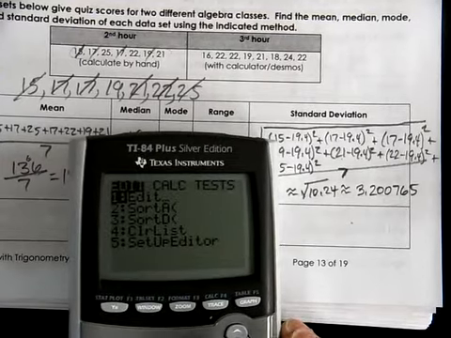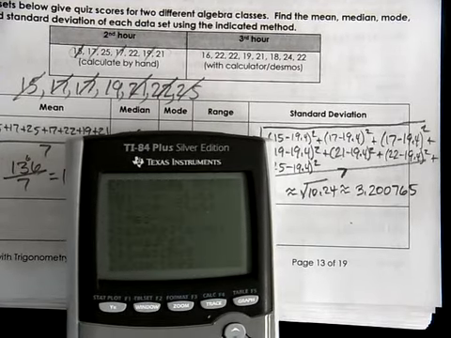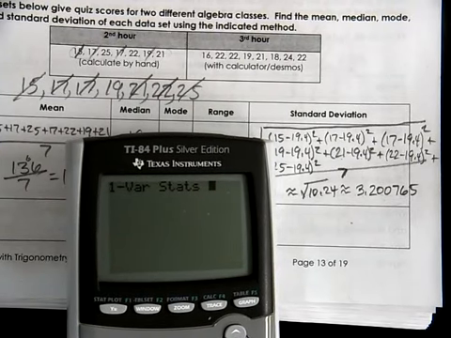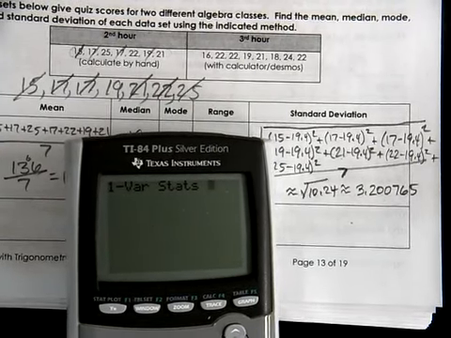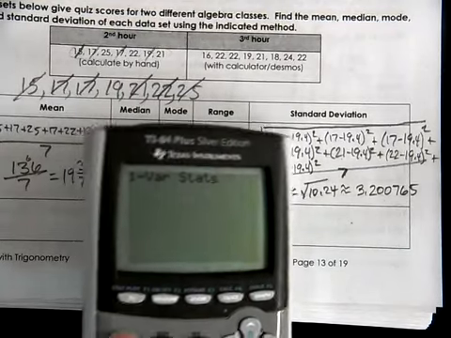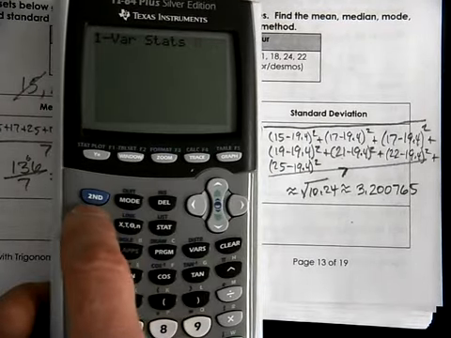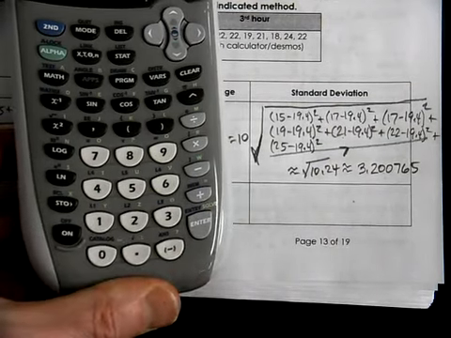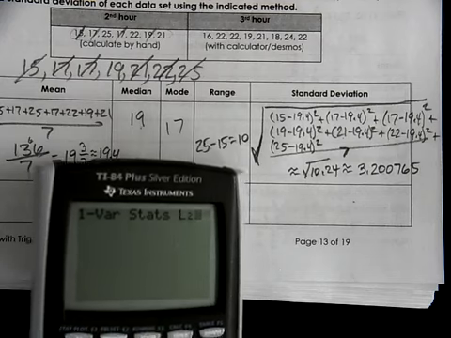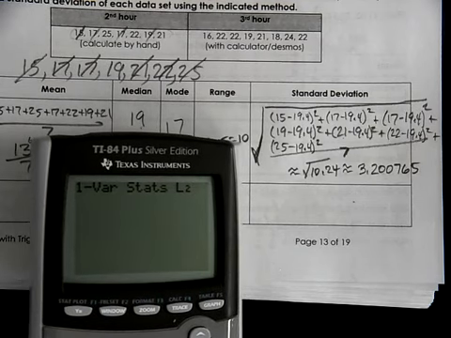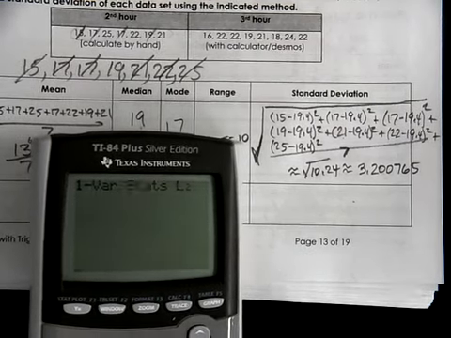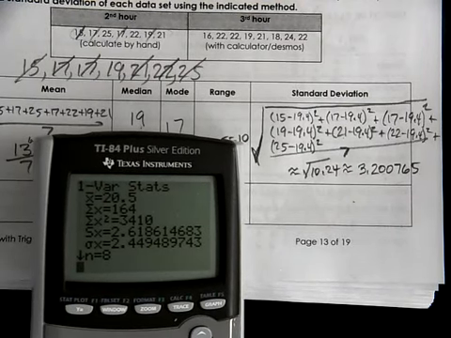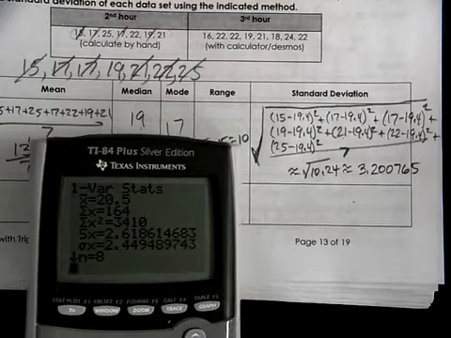Stat, over to Calc, number 1. Now I had my data in L2, so you need to tell it second. Number 2 is L2. That puts L2 up there. Now it's going to take the data from list 2. If you don't, it's just going to go to list 1. It won't change the answers.